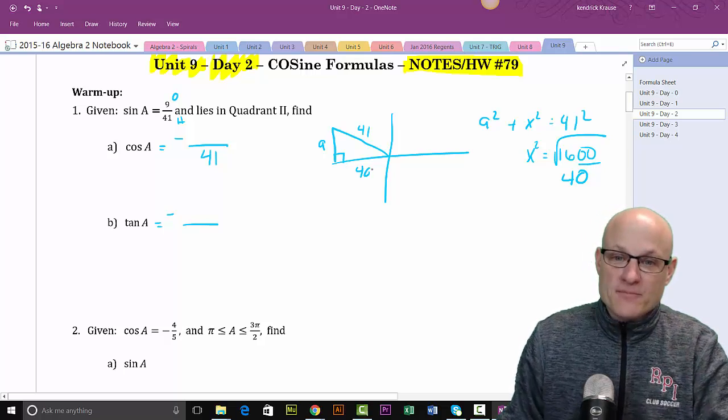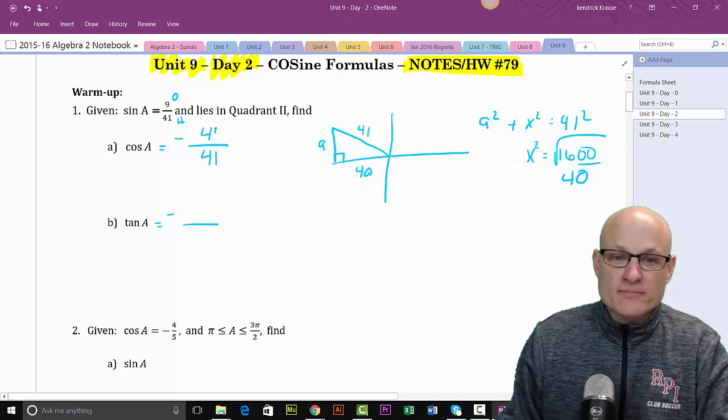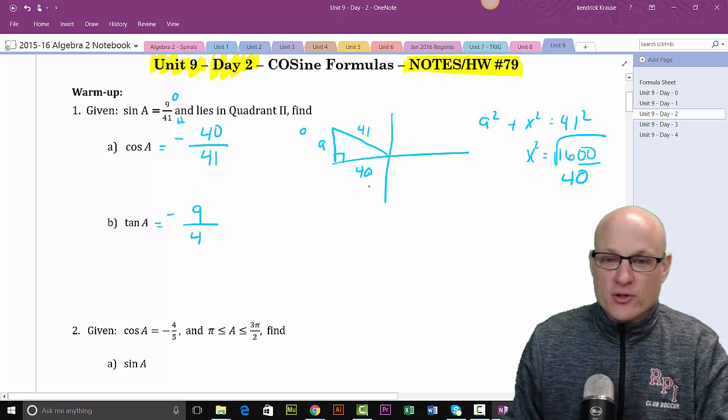So the cosine, since we're in the second quadrant, that's why I put the negative over there, is negative 40. And then this would just be negative 9/40 because it's opposite over adjacent.